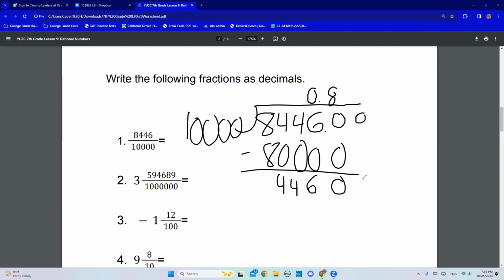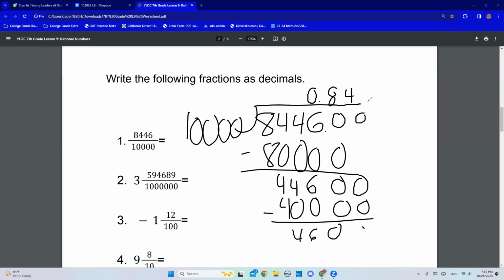Then we add another 0. So how many times can 10,000 go into 44,600? It can go in 4 times. So subtract 40,000. So let's add another 0 here. How many times can 10,000 go into 46,000? Well, it can go 4 times.